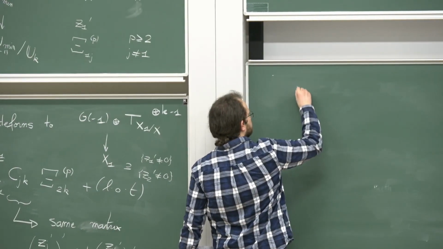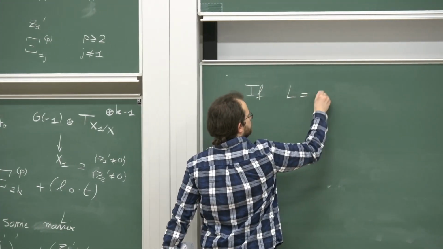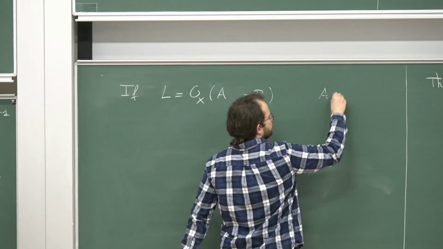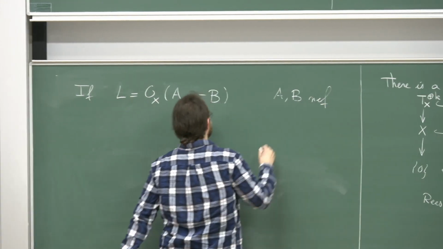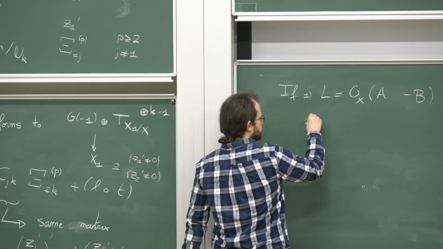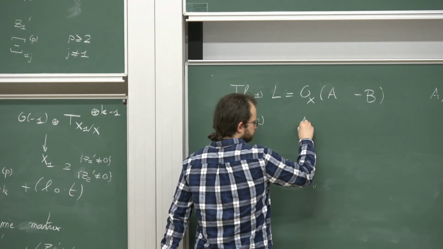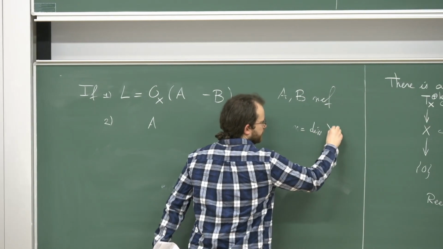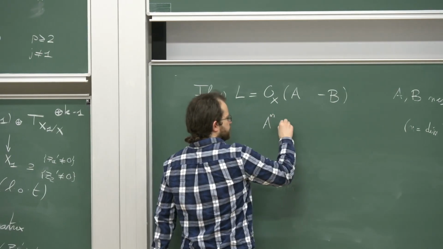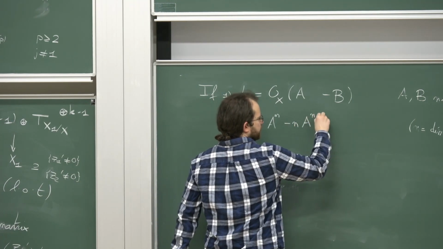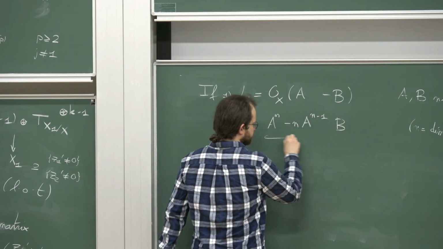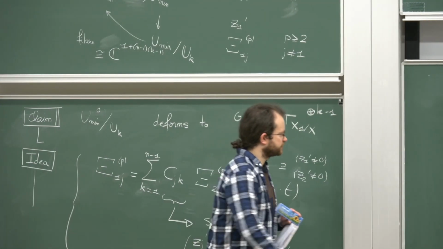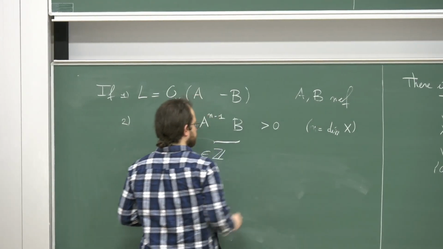So if L is actually the line bundle associated to the difference of A and B, where A and B are nef, this is the first thing. And second, when you compute A to the top power, so let me call the top power small n, and you remove n times A to the n minus 1 times B. So this is some integer. Well, if this number is positive, then L is big.